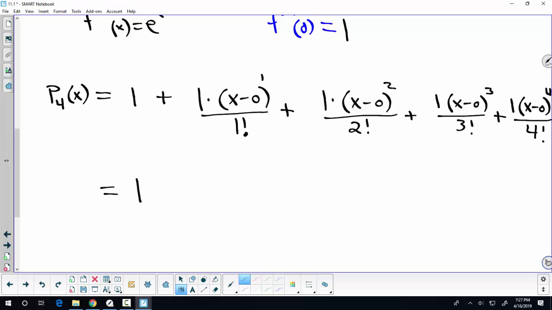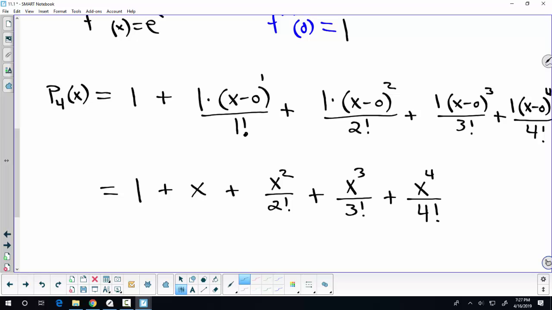So we've got 1, this is x to the first over 1 plus x. This is just x squared over 2 factorial. That's x cubed over 3 factorial. And that's x to the fourth over 4 factorial. So that's our fourth degree Taylor polynomial, approximating e to the x near 0. That's the answer right there. That's our fourth degree polynomial.